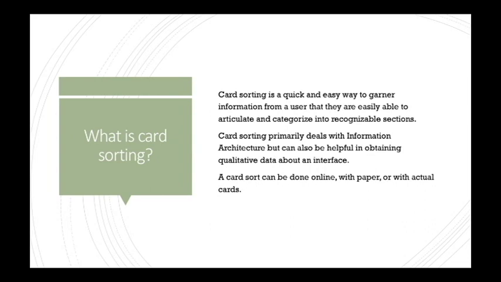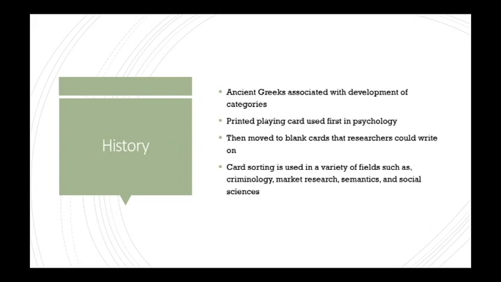So card sorting is a quick and easy way to get information from the user, and then they are easily able to articulate and categorize into recognizable sections. It primarily deals with information architecture and the way that things are arranged. It can be done online, paper, or actual cards. And then next we can talk about the history.